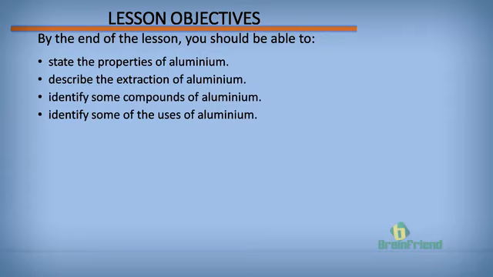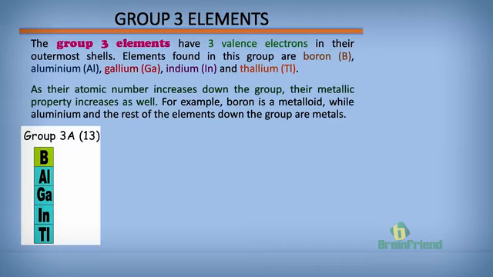By the end of this lesson, you should be able to state the properties of aluminium as a member of the group 3 elements. You should also be able to describe the extraction of aluminium, identify some compounds of aluminium, and identify some of the uses of aluminium. So let us look at the group 3 elements generally.